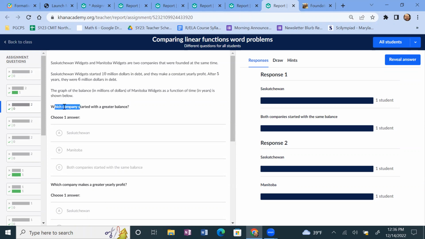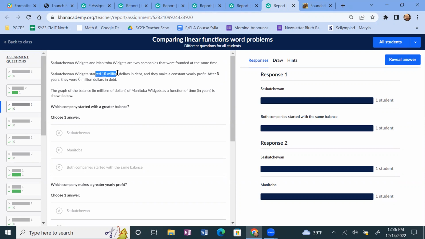So this one, just for an example, last example about widgets. The two companies were founded at the same time, started with 10 million, constant profit, and after 5 years there was 6 million. So right now I'm seeing a y-intercept right here. I'm seeing a point right here. And I'm wondering if you see the same thing. All right, so which company started with a greater balance?